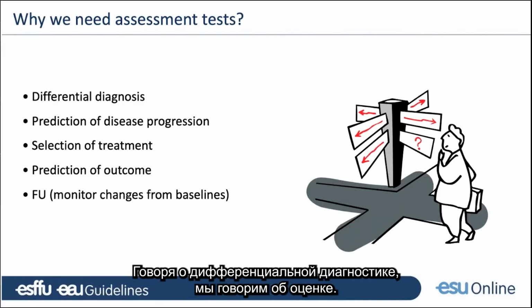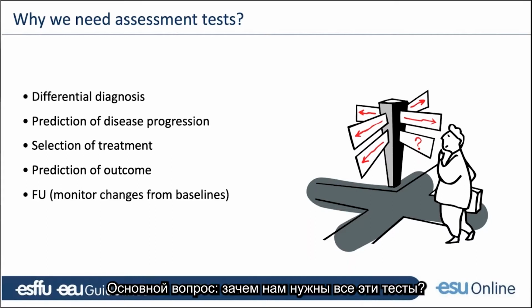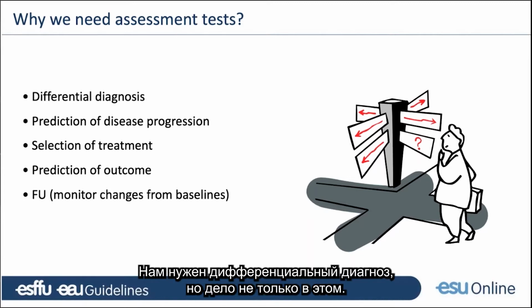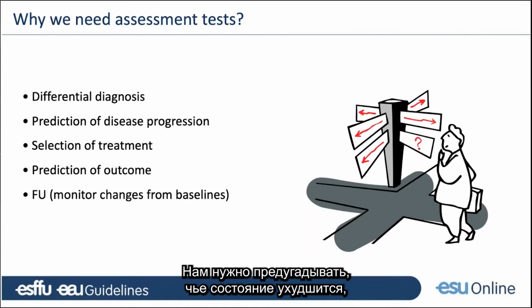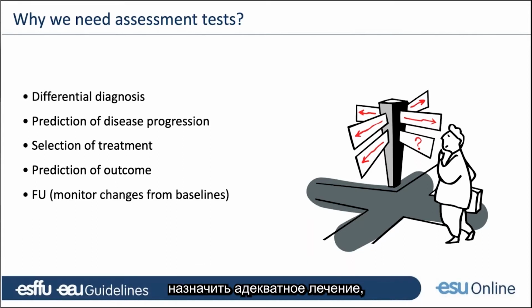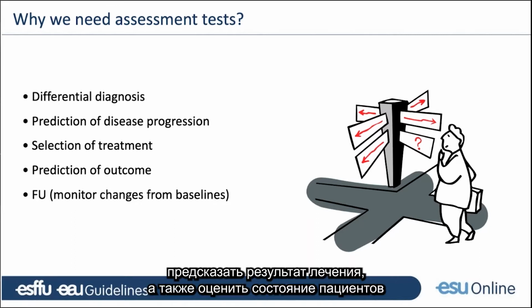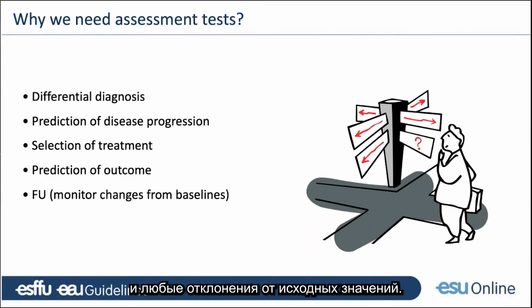So when we talk about differential diagnosis, actually we talk about the assessment. And the critical question is why we need all these tests. Of course, we need to make the differential diagnosis, but there is more than this. We need to predict which patients will progress. We also need to select the right treatment. We need to predict the outcome of the treatment, but also we need to follow our patients and monitor any changes from baseline.